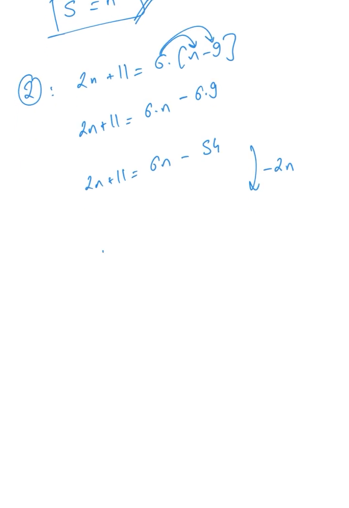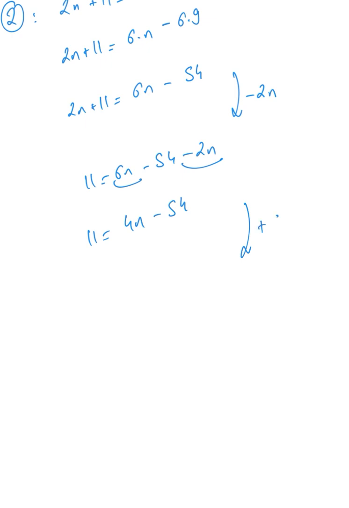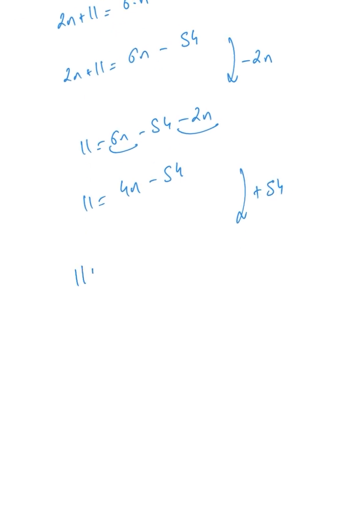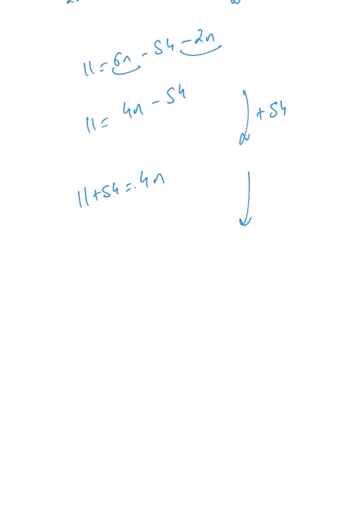So we're going to have that 11 is equal to 6n minus 54 minus 2n, which means that 11 is equal to 6n minus 2n, which is 4n, minus 54. Now let's add 54 to both sides of the equation in order to have 11 plus 54 equals 4n. And now, what is 11 plus 54? It's simply equal to 65. 65 equals 4n. And now let's divide by 4 both sides of the equation. The 4's cancel out to give us n by himself. And then n is equal to 65 over 4.